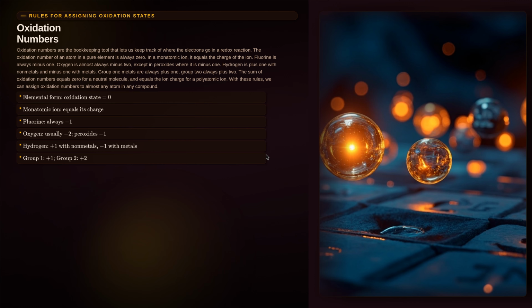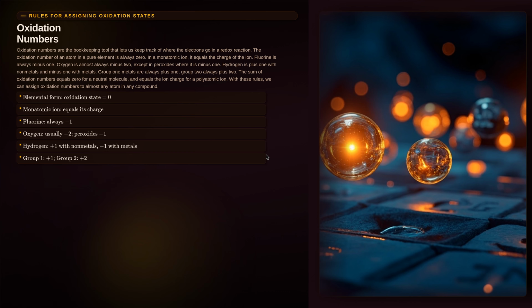Sodium in Na+ is +1, oxygen in O2- is -2, and iron in Fe3+ is +3. For neutral molecules, the sum of all the oxidation numbers must equal 0. For polyatomic ions, the sum of all the oxidation numbers must equal the charge of the ion.